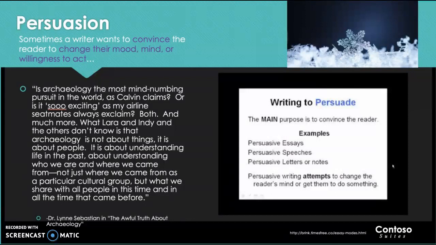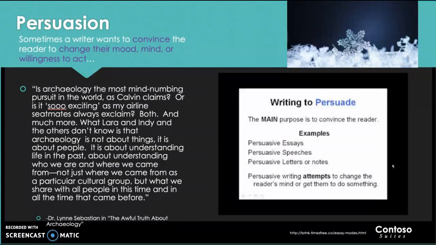So her argument is, this is not a treasure hunt, right? This is not a treasure hunt, and it's not this really boring, tedious thing either. It is exciting because we get to learn about what makes humanity humanity across the time and space that has happened on this earth. So that is her persuasive argument. And that's usually what we call the thesis of a persuasive text, an argument or a claim. So there you go. This is a persuasive claim.